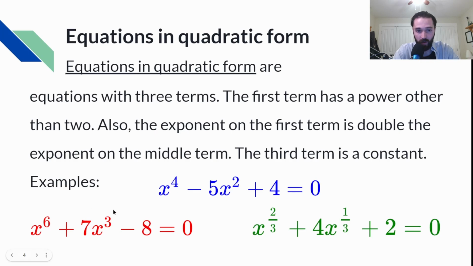For now, let's look at the red and green equations. This first power, the question is, is it double the power on the middle term? And it is. In this case, 6 is double 3. And then over here, 2/3 is double 1/3. So these are all examples of equations in quadratic form.